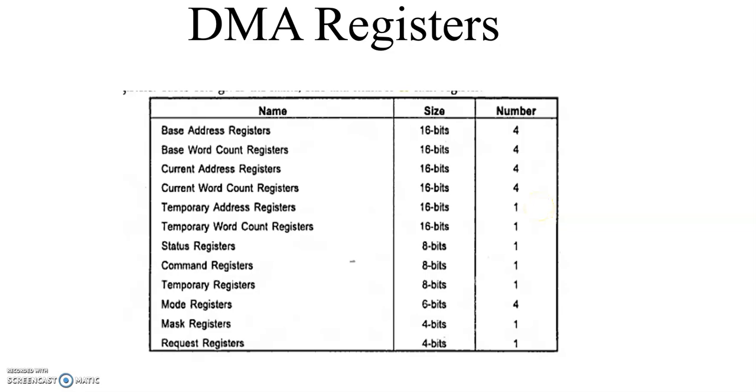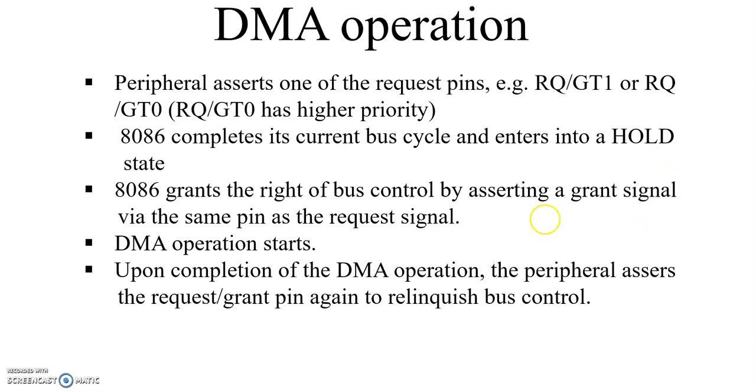Next, here this one is the DMA register. Various DMA registers are tabulated in this table. So whenever the peripheral makes a request for the DMA operation, DMA receives the request first.